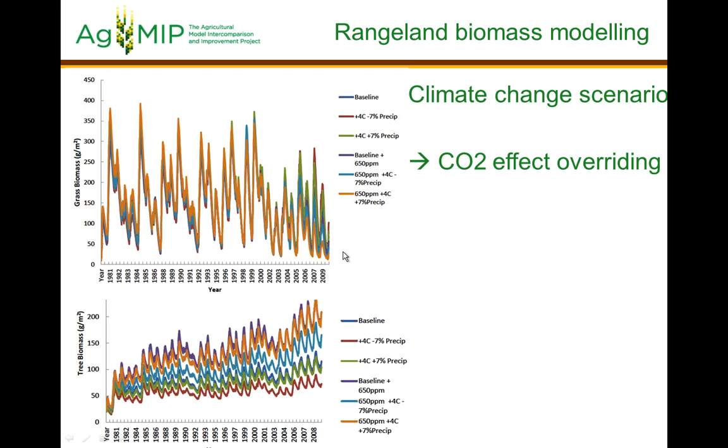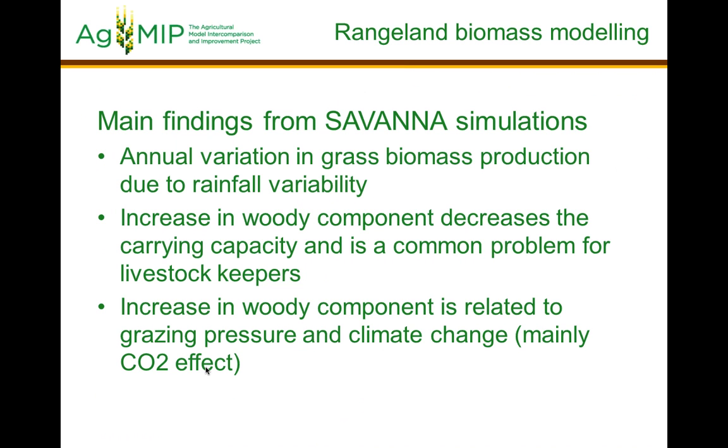We see that actually there is less grass biomass with elevated CO2 concentrations. That is related to the fact that for the tree and the shrub biomass, we get more biomass with the elevated CO2 concentrations. And that is, of course, related to the fact that the grasses are mostly C4 plants, and the shrubs and the trees are mostly C3 plants, which have a bigger advantage from increases in CO2 concentration. So the main findings from these savanna simulations are that there is a big annual variation in grass biomass production because of the rainfall variability.